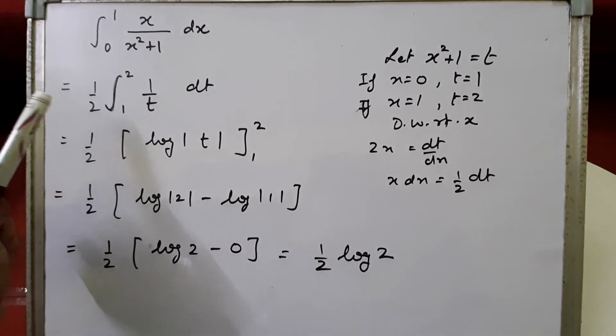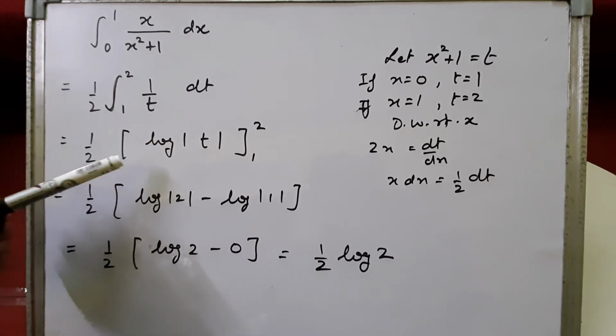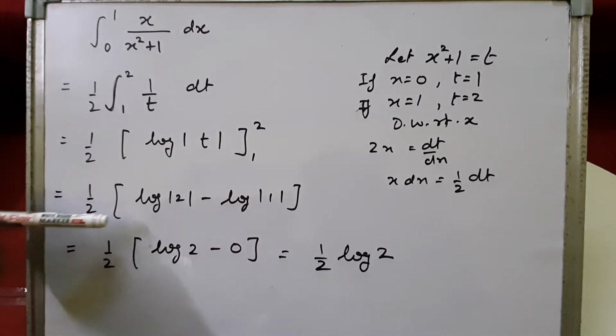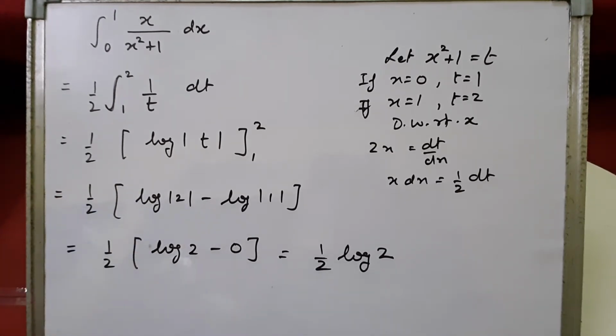So we'll put the limit of t here now. Let's do the integration of 1 upon t. It will be log mod of t, lower limit 1, upper limit 2, 1 by 2 outside the bracket. Let's put the limit. It will be 1 by 2 bracket open log mod of 2 minus log 1. So the value of log 1 is 0. So it will become 1 by 2 bracket log 2 minus 0. So the answer will be 1 by 2 log 2.